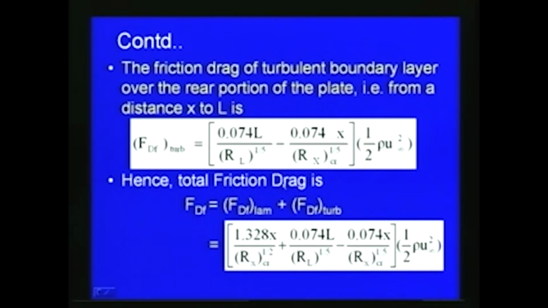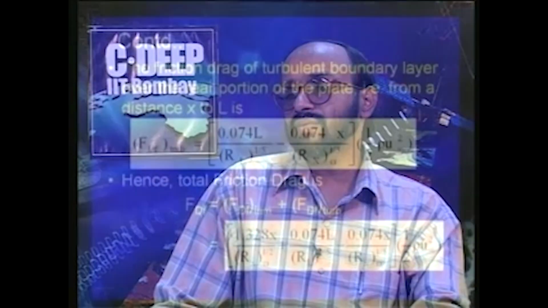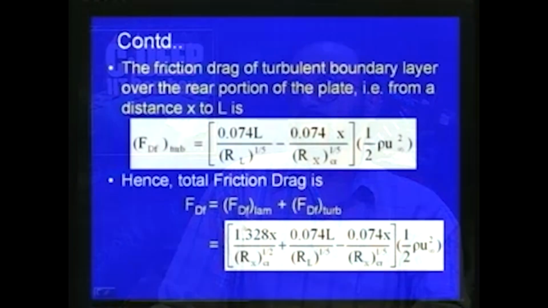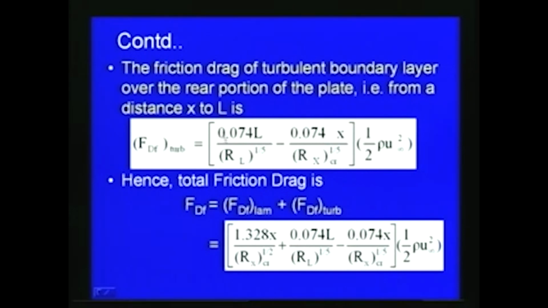This expression gives the friction drag for the turbulent boundary layer, and then the total friction drag is FDF equal to FDF laminar plus FDF turbulent. In this transition stage, between this range, there is sometimes simultaneous laminar as well as turbulent flow. So, the total friction drag is the frictional drag for laminar plus the frictional drag for turbulent, and we have already seen the laminar case.